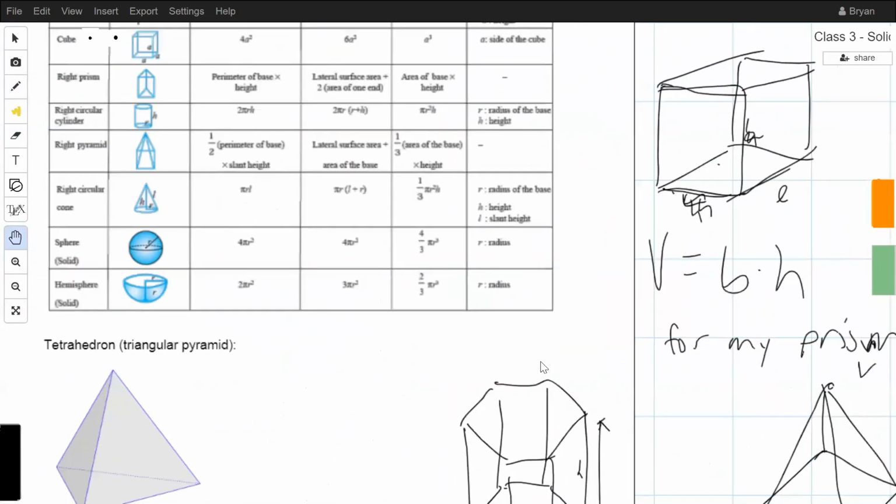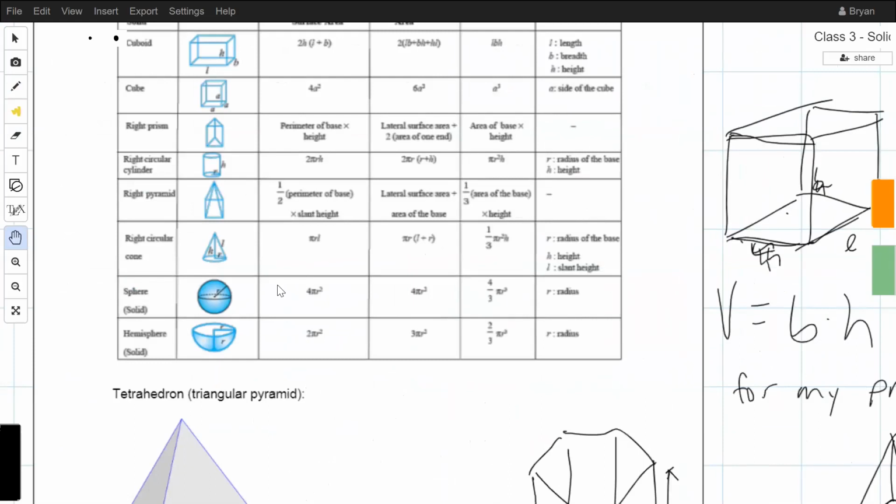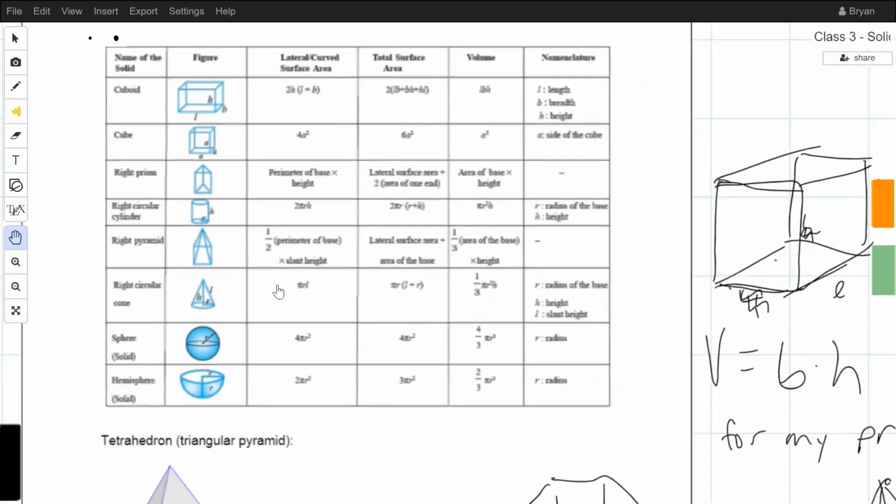I just want to mention that special cases of a prism and a pyramid are the cylinder and the cone. They have the same properties for volume as the prisms and pyramids do.